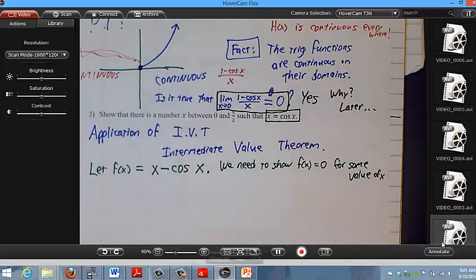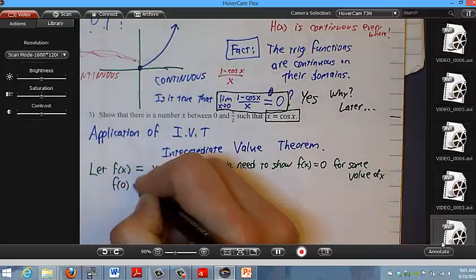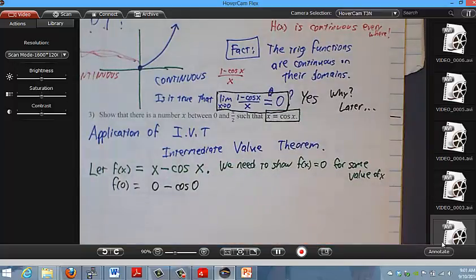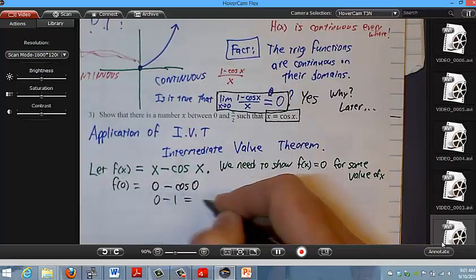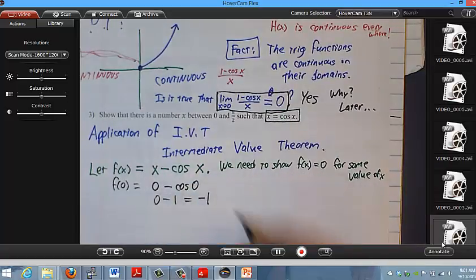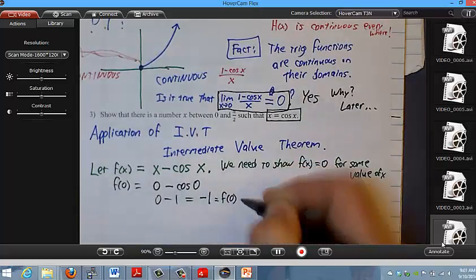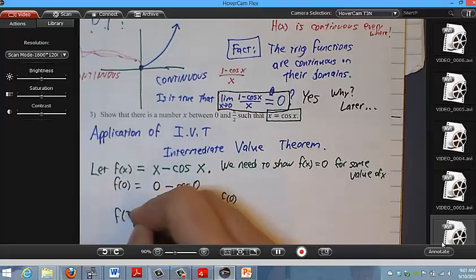If we compute a couple of values here, guys. What is f of 0? Well, that's easy. It's 0 minus the cosine of 0. What's the cosine of 0? 1. So this is 0 minus 1, so it equals what? Okay, so f of 0 is negative 1. That's my f of 0, right? What does f of pi over 2 equal?